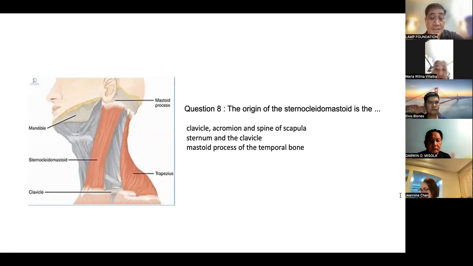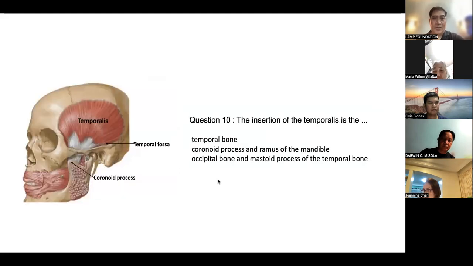Origin. The answer is sternum and clavicle. Origin of the trapezius: spinous process of vertebrae C7 up to T12, and the ligamentum. Okay, very good.